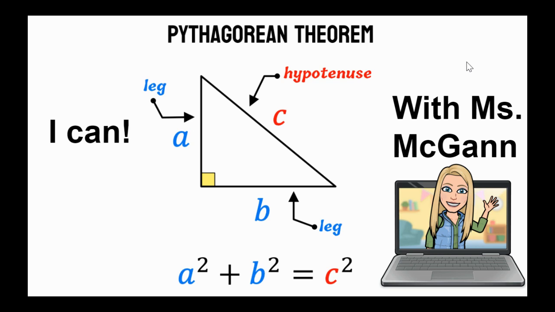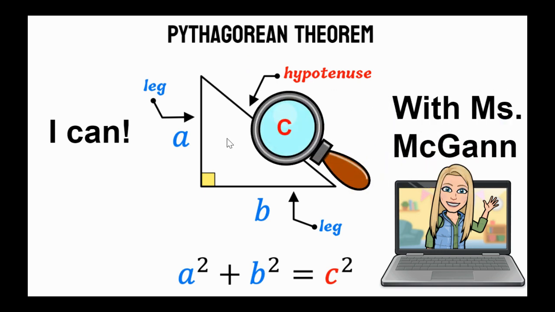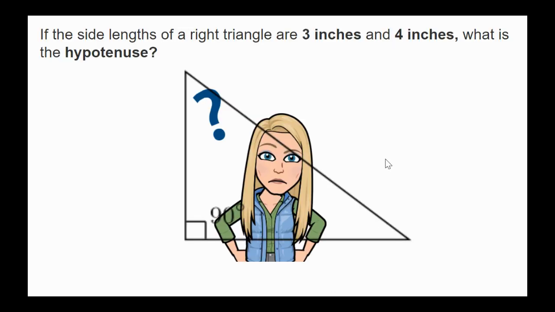Today we're talking about finding the hypotenuse. Using the Pythagorean theorem and two different side lengths, we're going to try and figure out what that longest length is. What is C? Once again, our formula is a squared plus b squared equals c squared. And yes, you can do this.